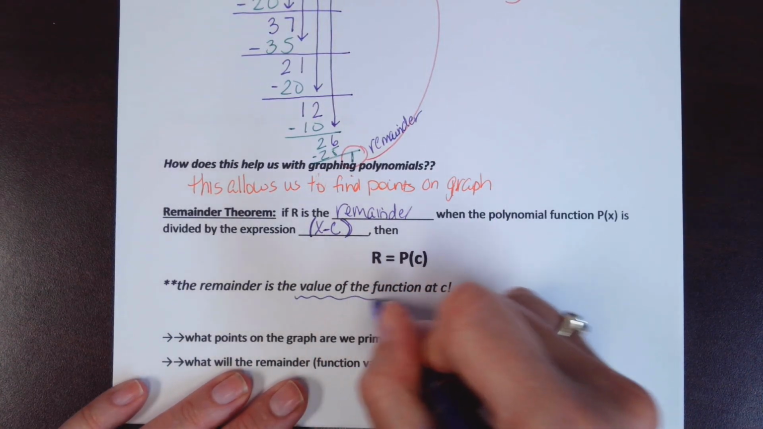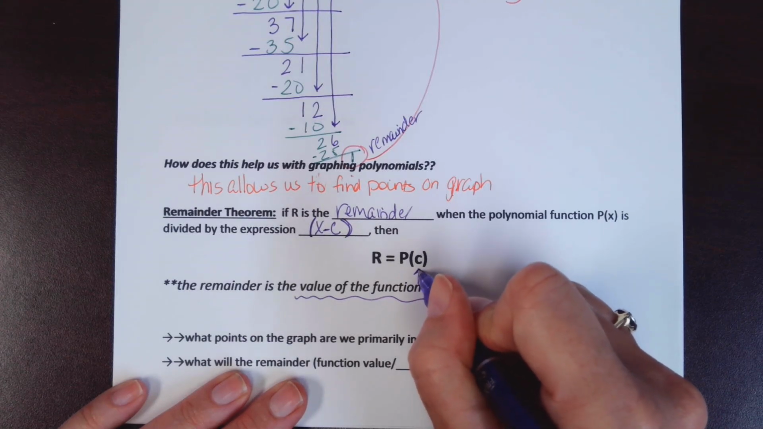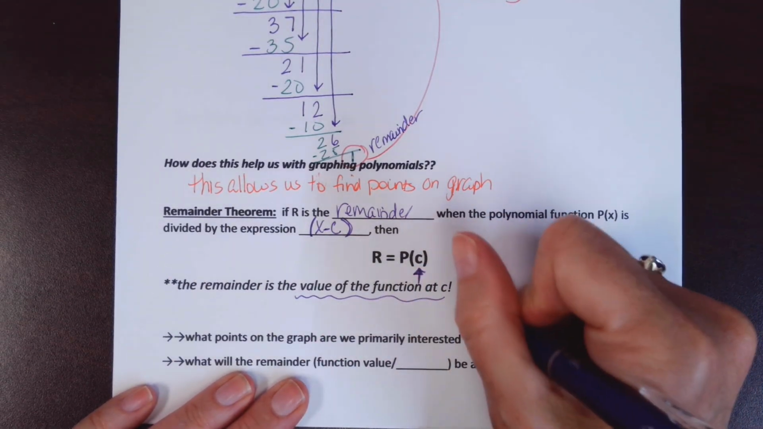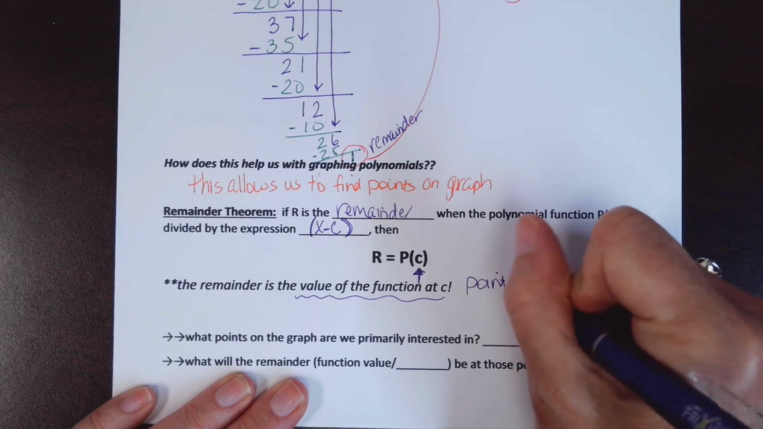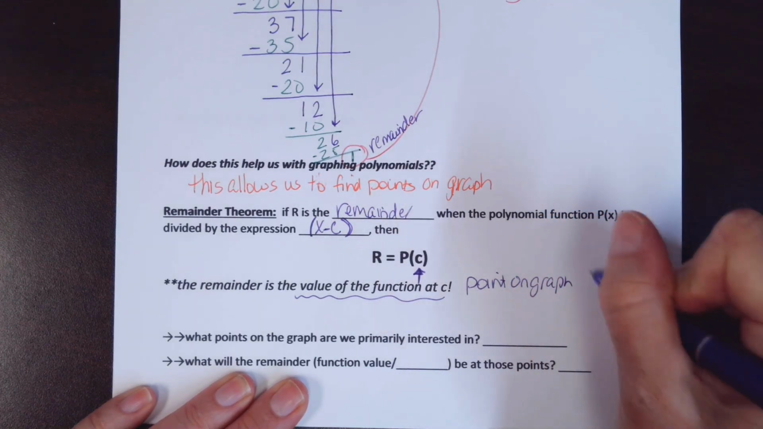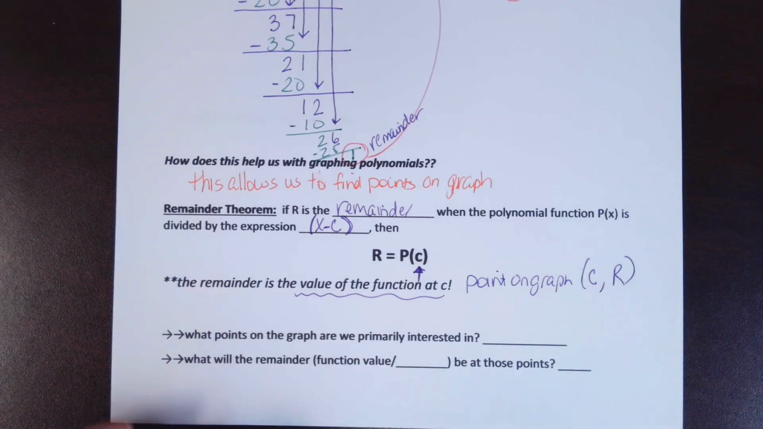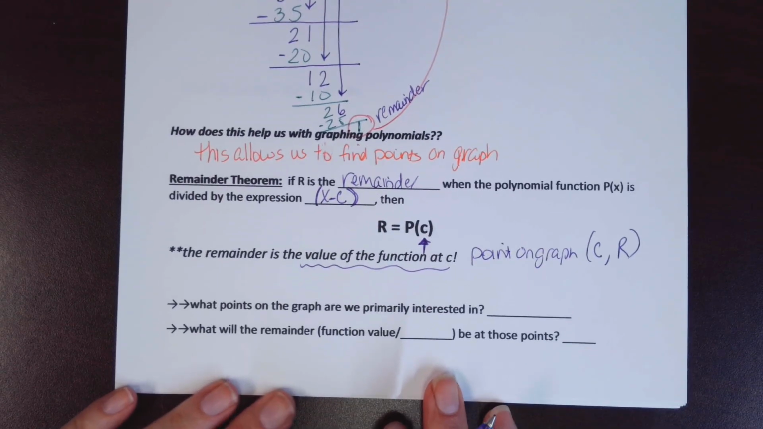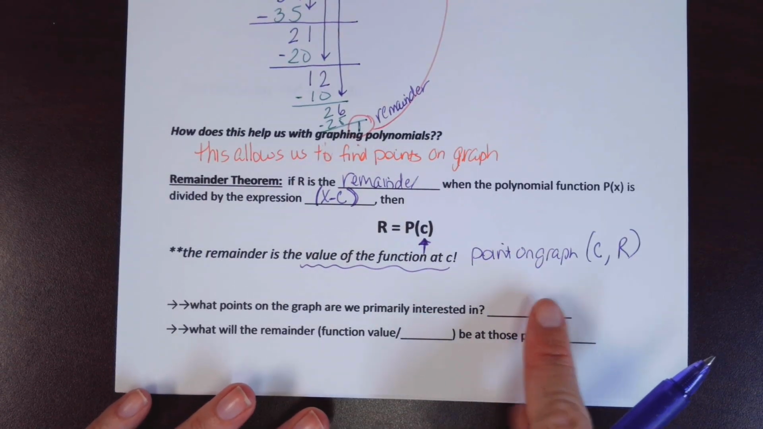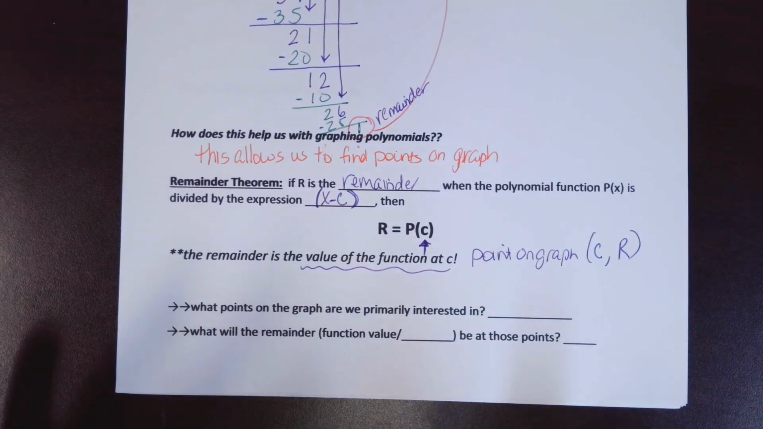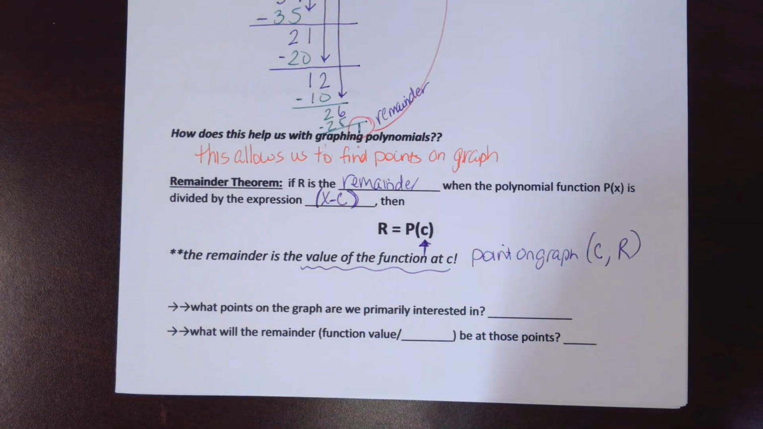So basically, I plug in a number for x, and my remainder is y. I can think of a point on the graph: I plug in c, and I get that remainder as my function value. Depending on the shape of our graph, we've got an infinite number of points, right? We have a continuous curve for our polynomial functions.